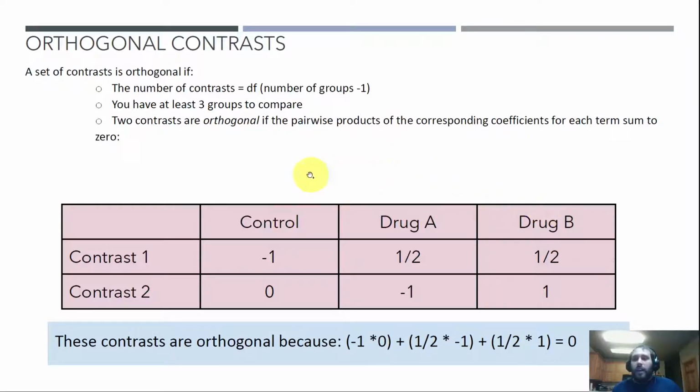So we're good. Then we're saying 2 contrasts are orthogonal if the pairwise products of the corresponding coefficients for each term sum to 0. What that means is, does the product of the pairwise comparison of each of them sum up to 0? We take the product of -1 times 0, which equals 0. Half times -1 is -0.5. Half times 1 is 0.5. And if we sum up the products of those, they sum up to 0 as well. So not only does each contrast sum up to 0 across its weights, the products of the pairwise comparisons between them also sum up to 0. And that's the main component that makes a contrast orthogonal.